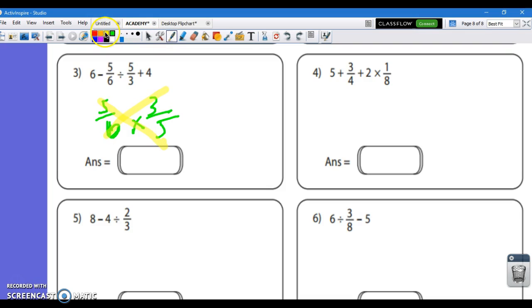Put them both in yellow. There we go. Both the yellow line and the orange line here will reduce. 3 goes into itself 1 time. 3 goes into 6 2 times. Multiply straight across. You have 1/2. So your division part of this equals 1/2.